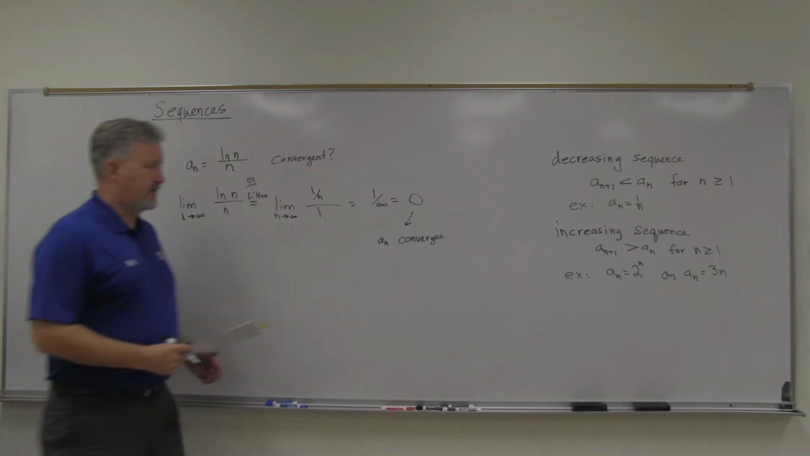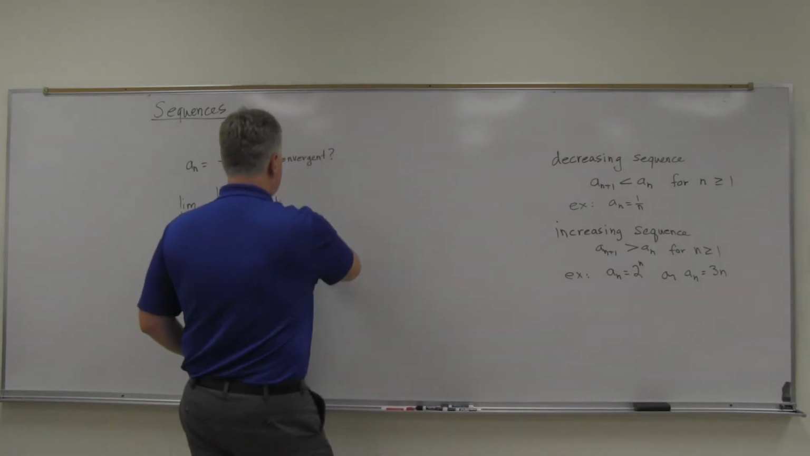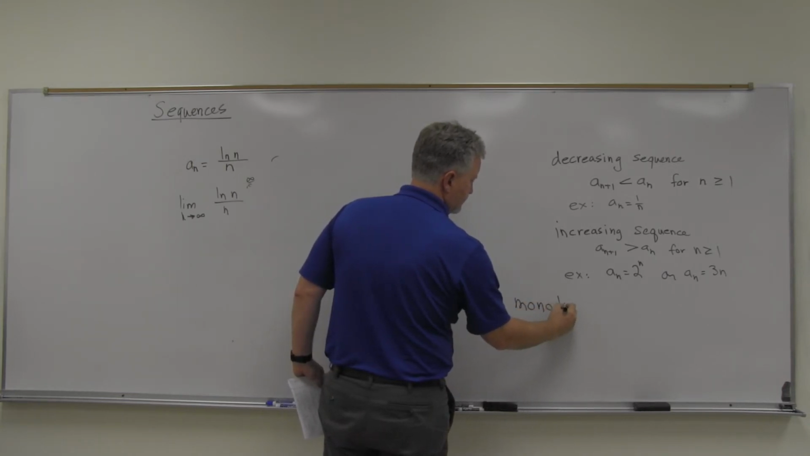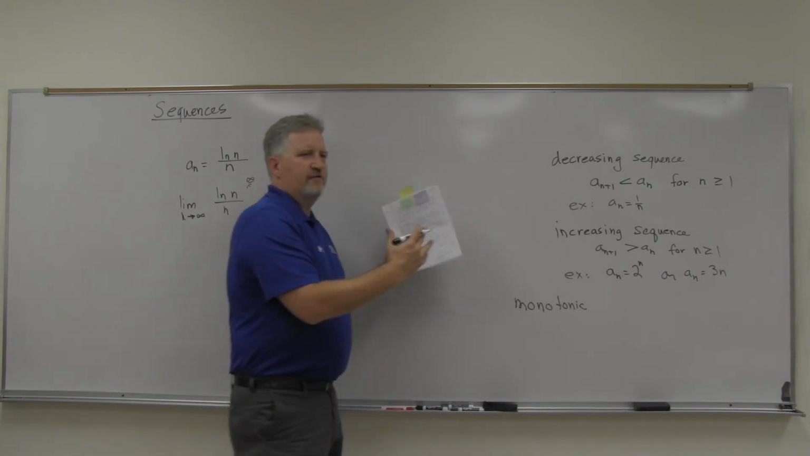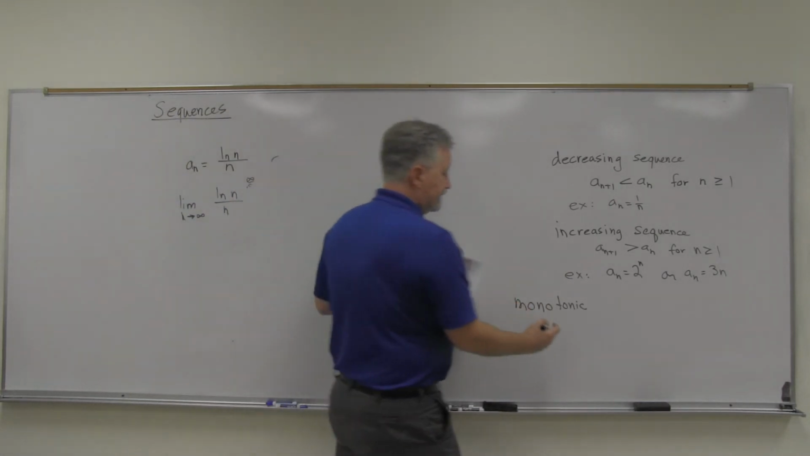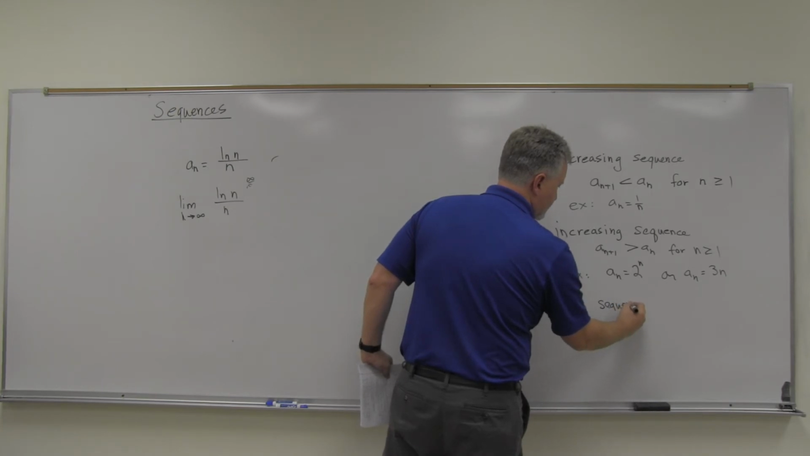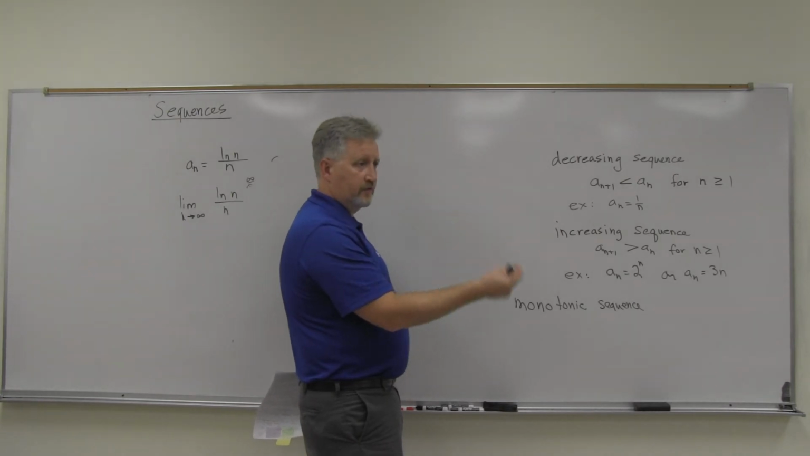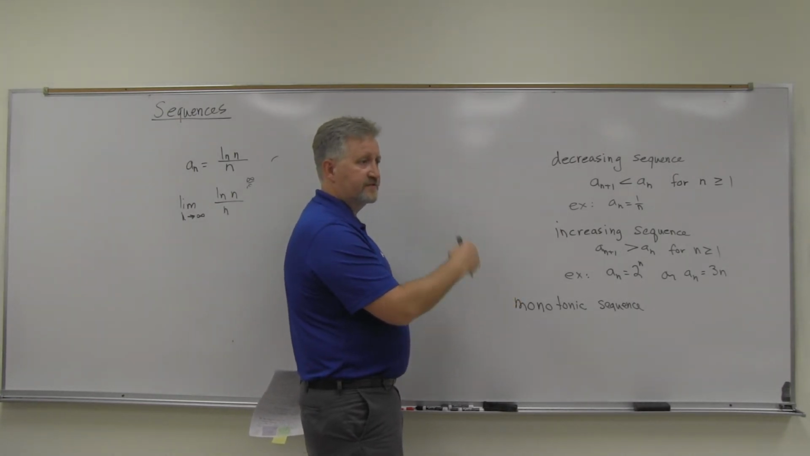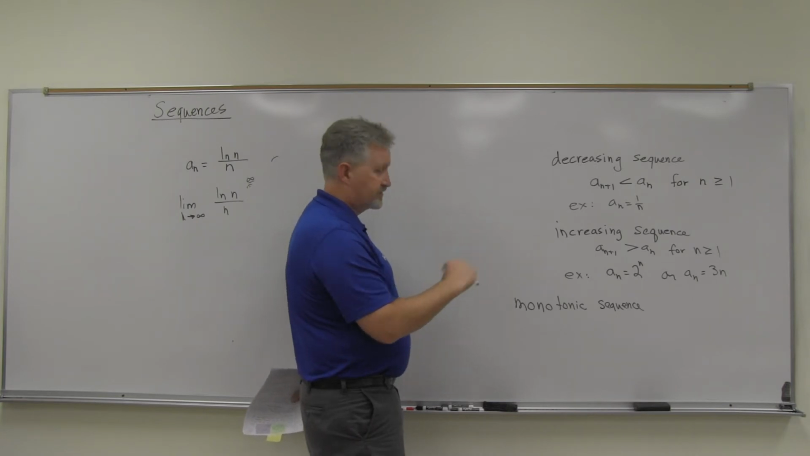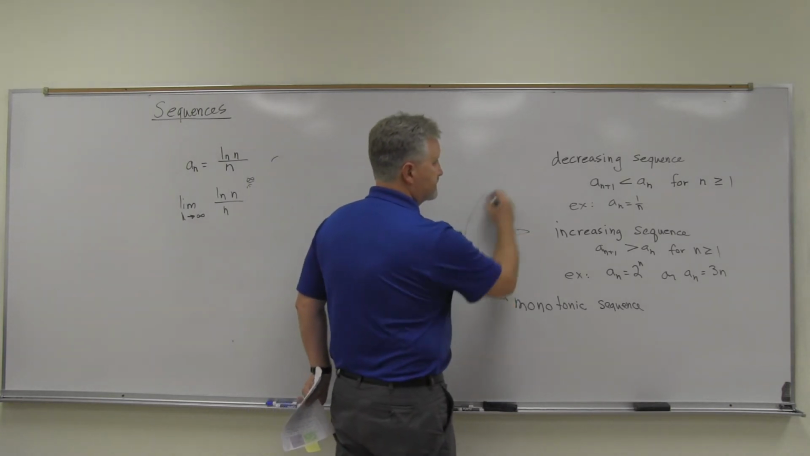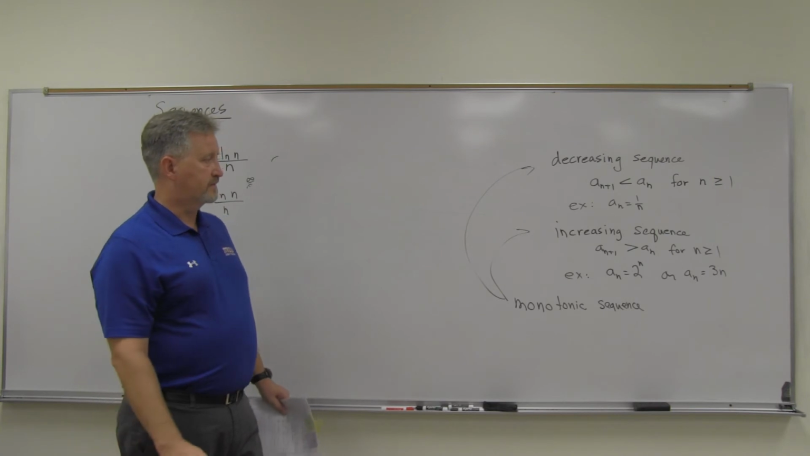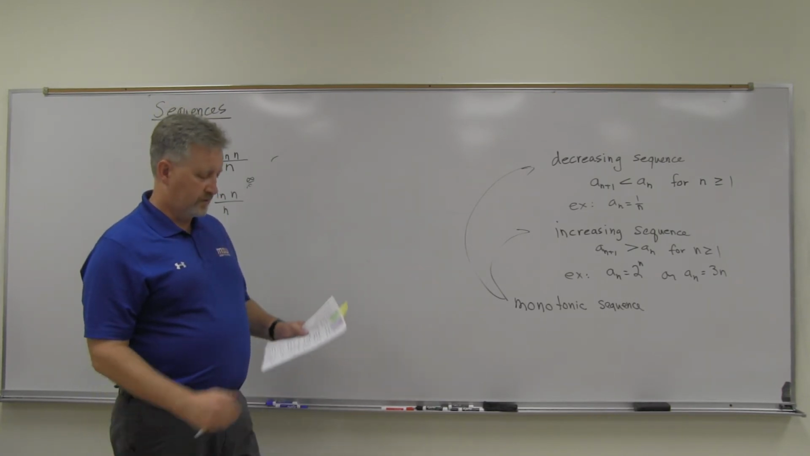All right, so the other term associated here is monotonic, a monotonic sequence. It's just kind of a broader category, if you will. If a sequence is either increasing or decreasing, it's called monotonic. So either one of these would be considered a monotonic sequence. If it's decreasing or if it's increasing, it's monotonic. One or the other.